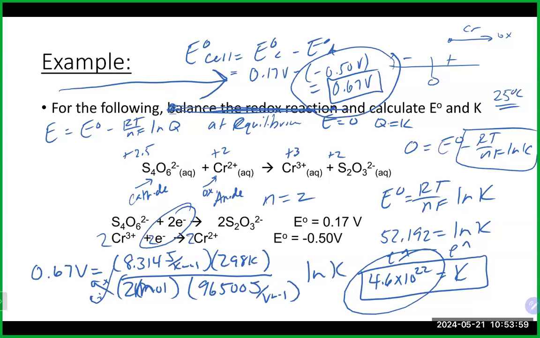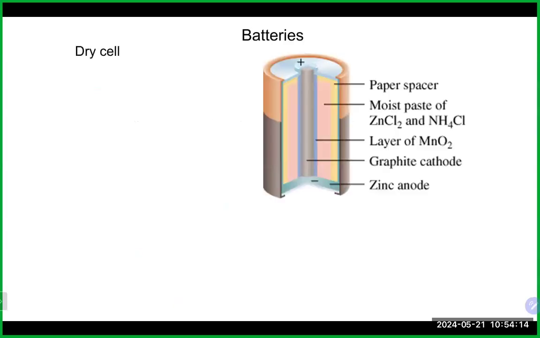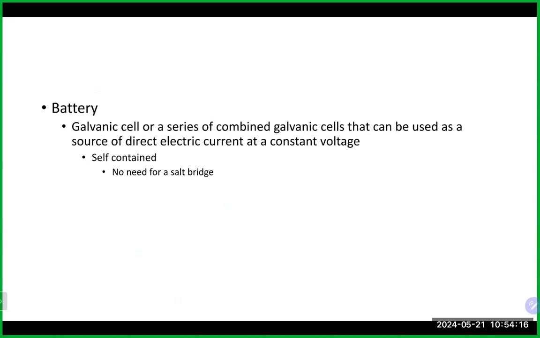All right, so obviously you need to be able to use the Nernst equation for non-standard conditions, and be able to calculate K, E of the cell, and delta G related to it. Let's then talk a little bit about batteries, which are very much galvanic cells or a series of galvanic cells that have been put together. You're not going to need to memorize any of the equations, but you need to know some similarities between batteries and traditional galvanic cells, and some differences.